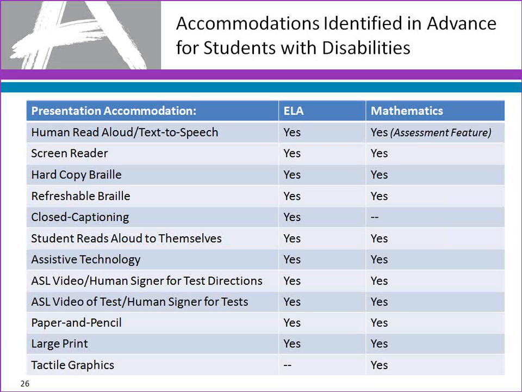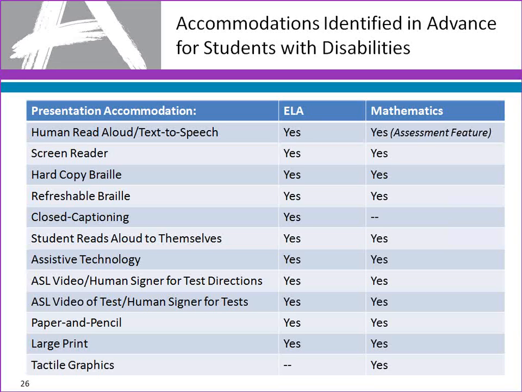So, human read aloud, text-to-speech. For mathematics, we talked about that as an assessment feature that needs to be identified in advance because we're not measuring students' reading ability on the mathematics assessment. However, for the English Language Arts assessment, we are measuring students' reading. However, for a very small population of kids who would not be able to access the assessment otherwise, a human read aloud or text-to-speech accommodation is available. So we'll talk about those criteria in a little bit more detail, but just to be clear, this is about access. This accommodation is for students who are at the beginning stages of learning to decode text.